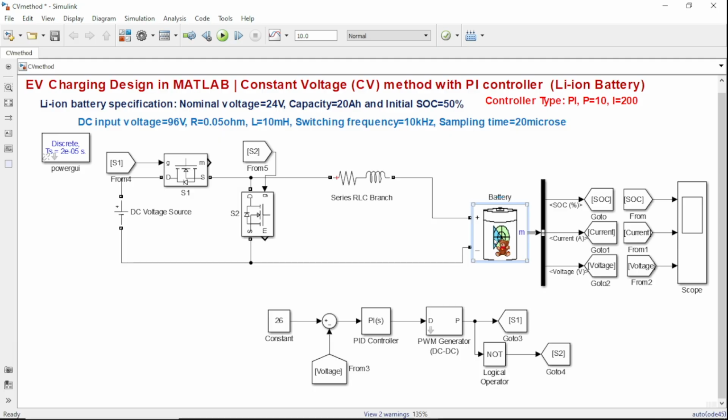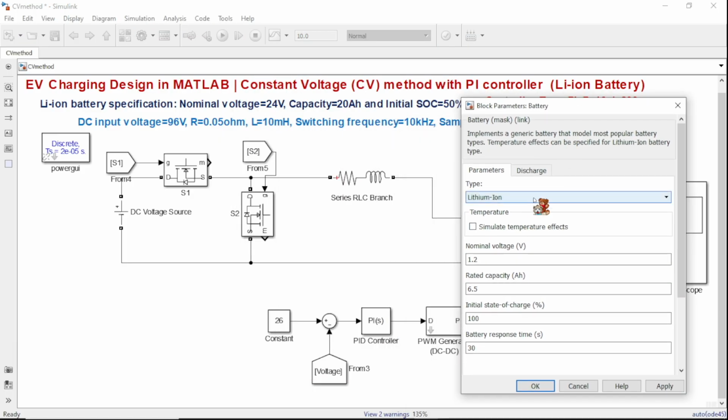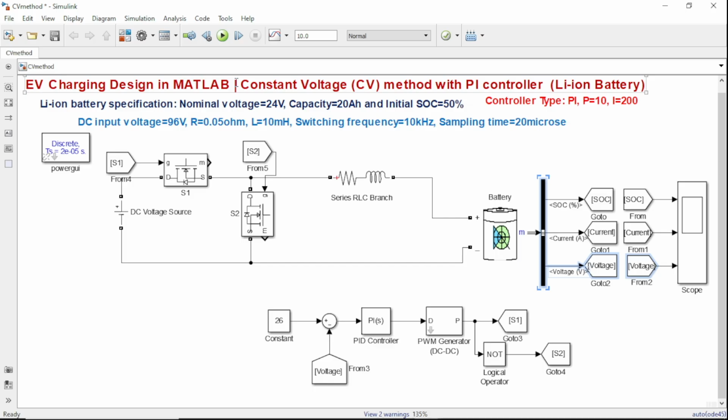The battery parameters. So here you can see this is the lithium-ion battery. Okay, then we have to choose its nominal voltage is 24 volt, its rated capacity is how much, 20 ampere hour, and we consider the initial charge is 15. Just apply it and okay, and then run the program.